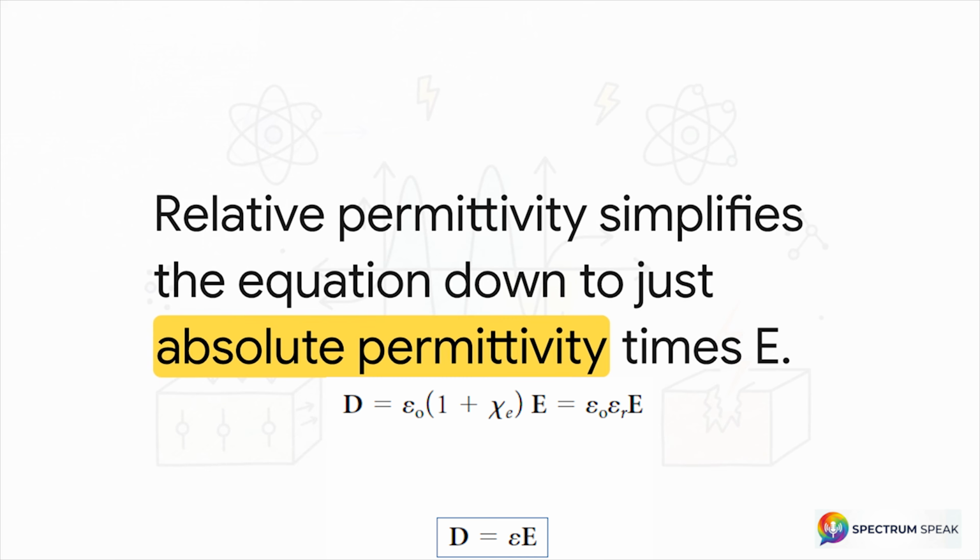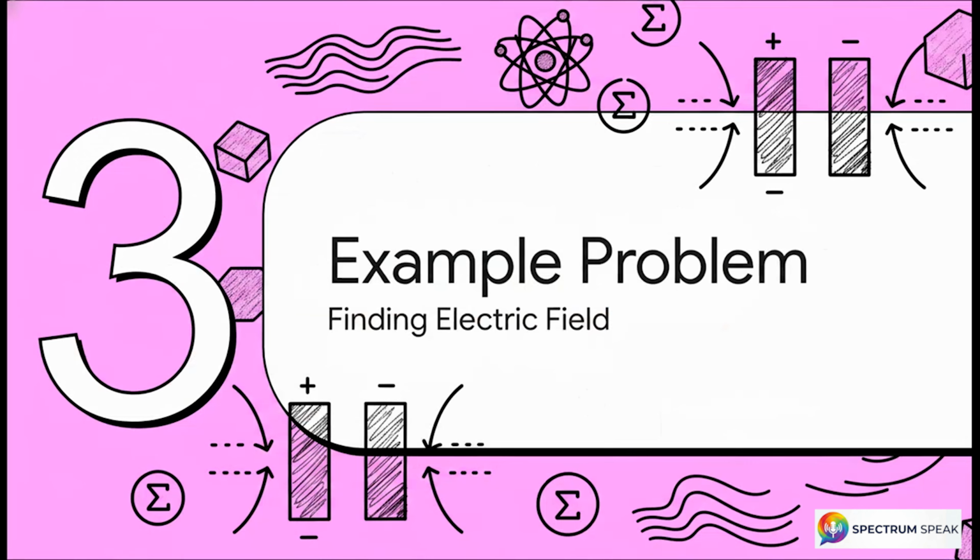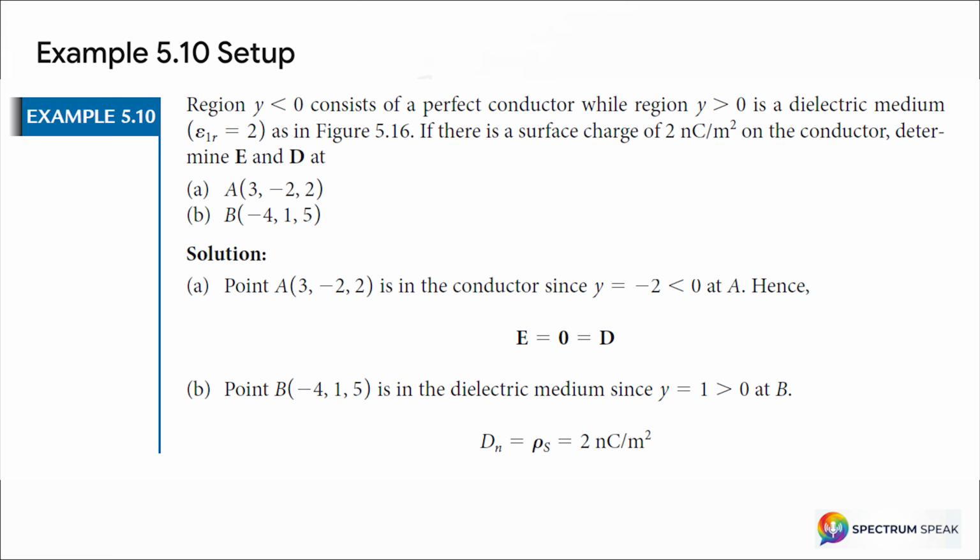Epsilon, without the naught or the R subscript, is the absolute permittivity of the dielectric. It beautifully wraps up the free space constant and the material's specific stretching ability into one highly practical variable. And this brilliantly illustrates our next section, part 3, step-by-step example problem. This elegantly simplified formula is exactly why engineers love the dielectric constant. It makes the math remarkably clean. Let's move to a practical, step-by-step example problem to see how this actually works out in reality.